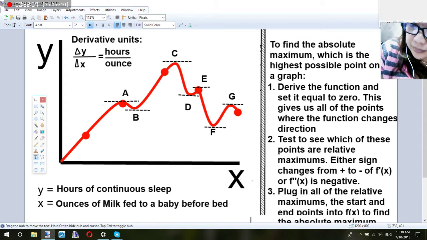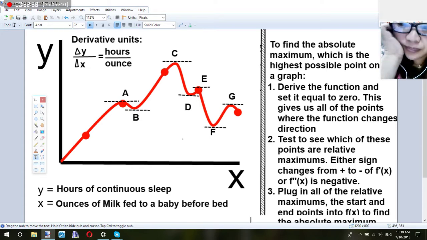Okay, so if I actually wanted to solve this problem, I would derive the function first, set it equal to 0, giving me a, b, c, d, e, f, and g. Then I would test to see which of those points, a, b, c, d, e, f, g, is a relative maximum, either by looking at the concavity of all of those points. Any that is concave down with a slope of 0 is a relative maximum, that's a, c, e. Or looking at the slope change. Does the slope change around that point from positive to negative?